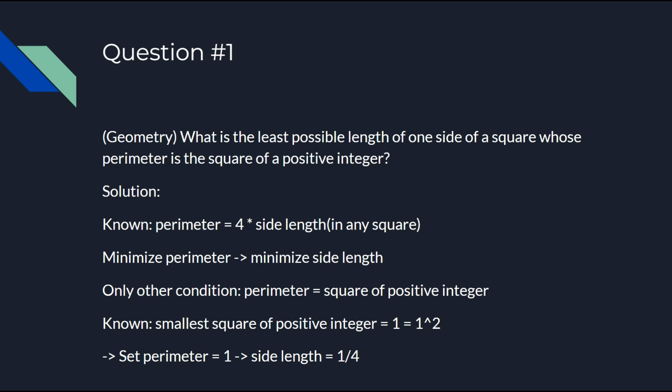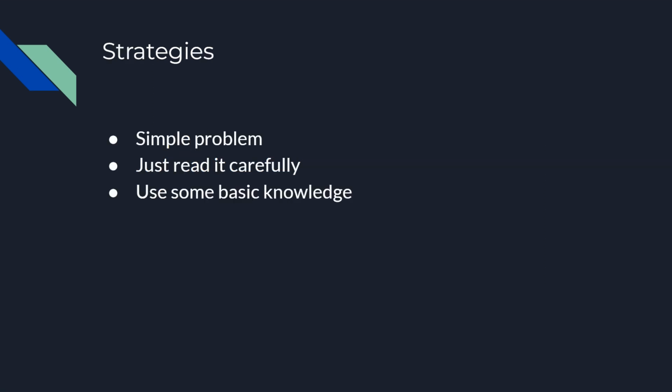We know that the smallest number to equal the square of a positive integer is 1, as 1 is equal to 1 squared. That's the perimeter we're seeking. Now we have to divide by 4 to find the side length, and we'll get 1/4. The simple strategy is all we have to do: read the problem and use some basic knowledge.